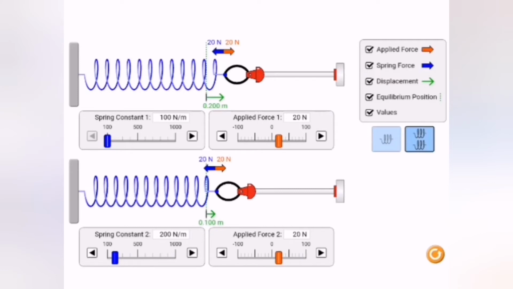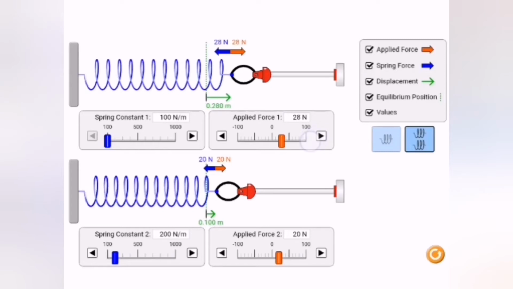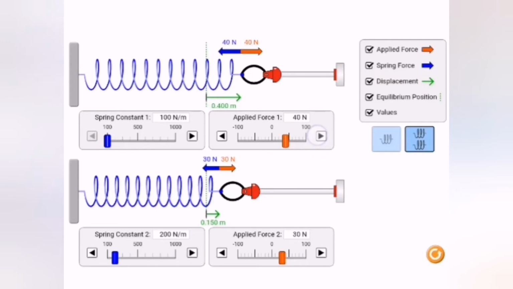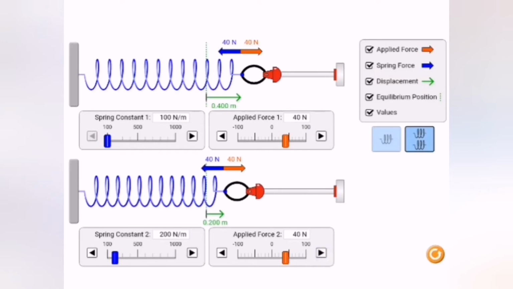Next, we put 30 Newton force on both spring, this one 30 Newton and this one 30 Newton. 100 Newton per meter spring constant will get 0.300 meter displacement and 200 Newton per meter spring constant will get 0.150 displacement, this one, this one. Next, we put 40 Newton force on both spring, this one 40 Newton and this one 40 Newton.